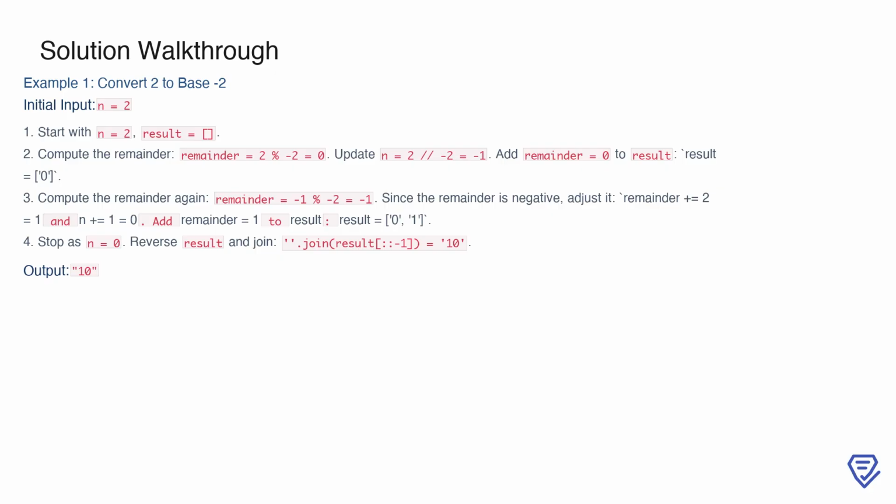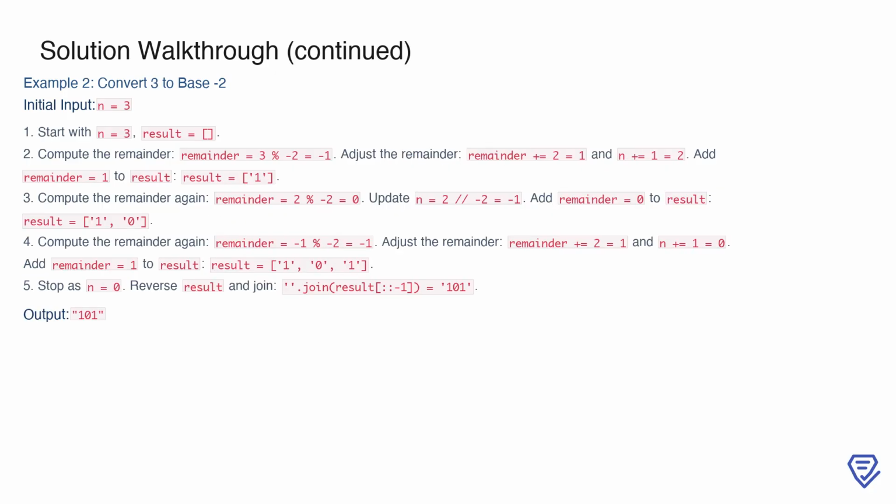On the second iteration, we compute the remainder of -1 % -2, which equals -1. Since this remainder is negative, we adjust it by adding 2, making the remainder 1. Simultaneously, we increment n by 1, resulting in n equals 0. We then append the adjusted remainder, 1, to the result list, updating it to result equals [0, 1]. With n now equal to 0, we stop the process. Finally, we reverse the result list and join its elements to form the base -2 representation, which is 10. This completes the conversion, and the output is 10.